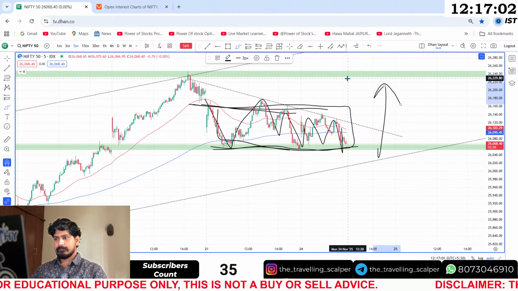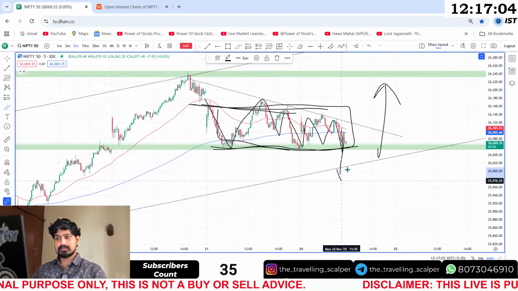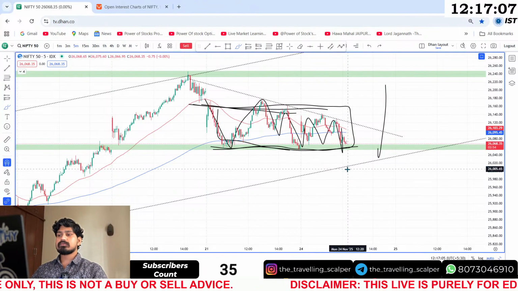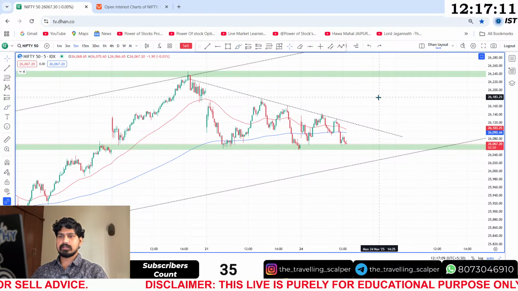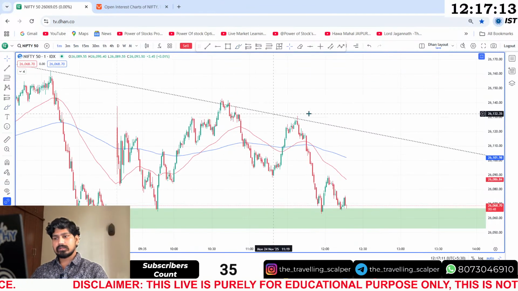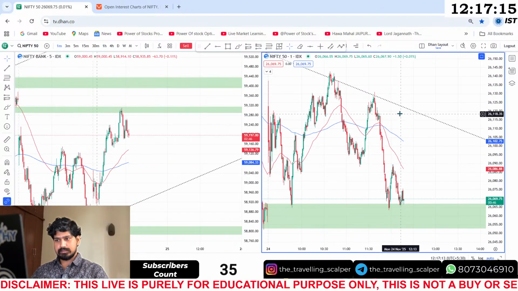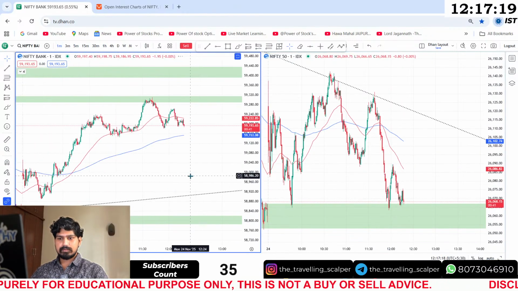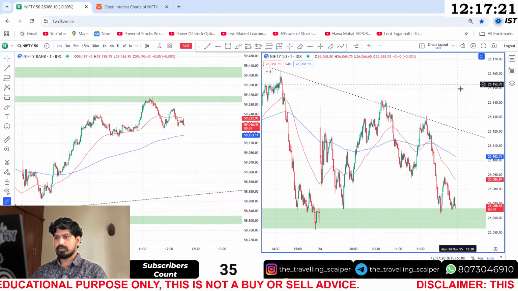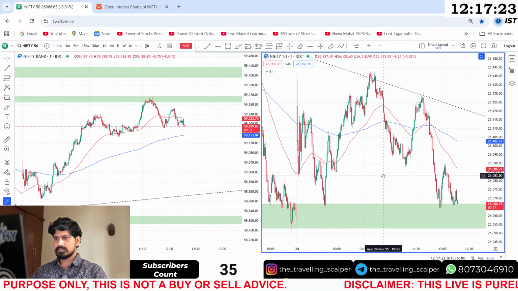Okay, either upside or downside, we'll just wait and watch. For that, we'll go to the 1 minute time frame in both Nifty and Banknifty. Then we'll come to a conclusion about what our direction should be. So this is the Banknifty chart in 1 minute time frame, and this is the Nifty chart in 1 minute time frame.